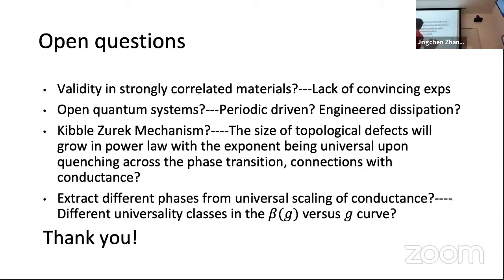The third part is the connection with the Kibble-Zurek mechanism. The Kibble-Zurek mechanism computes quantitatively the size growth of the topological defects near a spontaneous symmetry breaking. It predicts that the size of the topological defects will grow in parallel with some exponent, and that exponent is related to your type of spontaneous symmetry breaking.